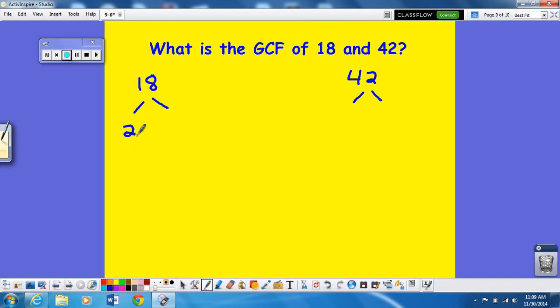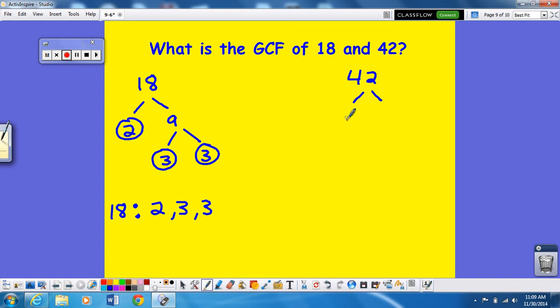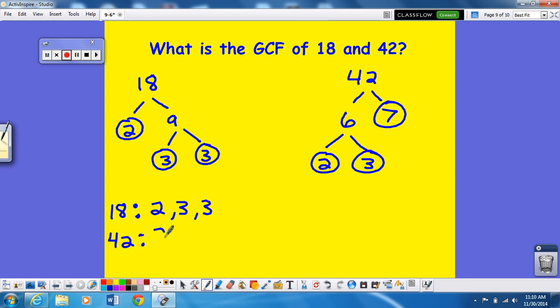All right, I'm going to do 2 times 9. 2's prime. 9 breaks down into 3 times 3. There we go. There's my 18 done very quickly. Let's go ahead and list that. 2, 3, 3. 42. I'm going to do 6 times 7. 7 is prime. There's nothing else that goes into 7 but 1 and 7. And then 6 is 2 times 3. Those are both prime. So my list for 42 is going to look like this. 2, 3, 7.